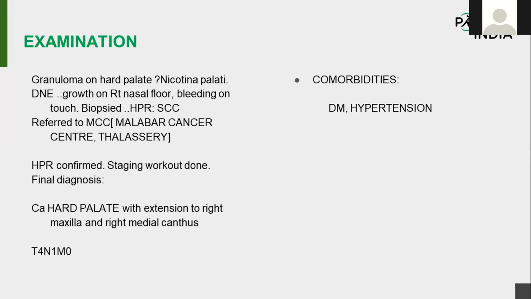This was done in the local hospitals. Then he was referred to Malabar Cancer Center, Tellicherry, which is a center akin to our RCC Trivandrum. There, the histopathology was confirmed and the staging workup was done. The final diagnosis was carcinoma hard palate with extension to right maxilla and right medial canthus, T4, N1, M0.